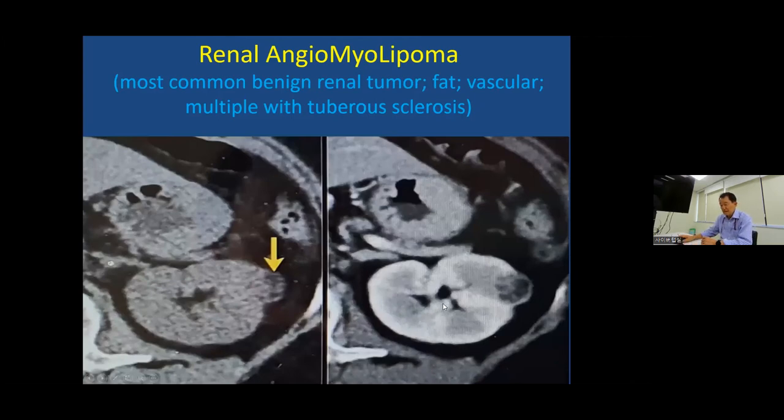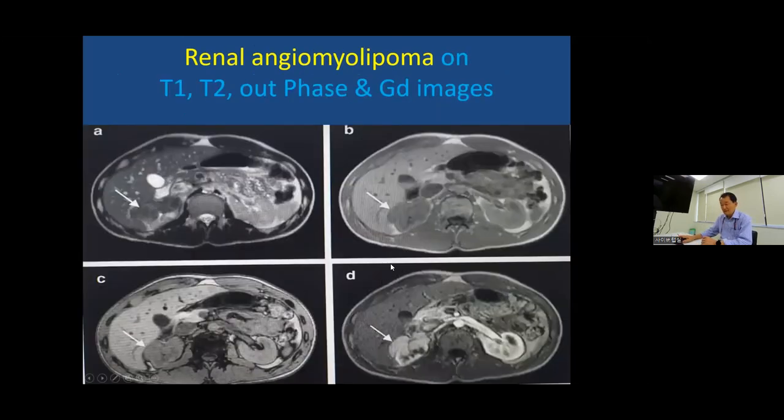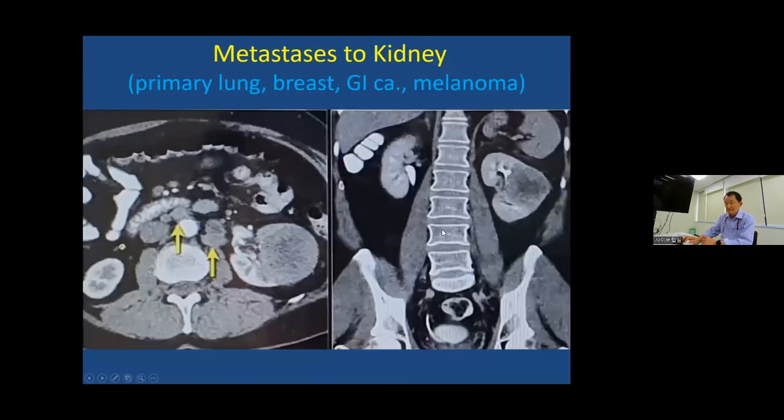So any fat density on non-contrast is an angiomyolipoma here. On MRI, you can also characterize fatty tissue. Metastasis is certainly seen in the retroperitoneum, but here it looks almost like a renal cell carcinoma. Lung cancer and breast cancer are common, but GI cancer and melanoma can also spread to the kidneys. Okay, melanoma basically goes everywhere.